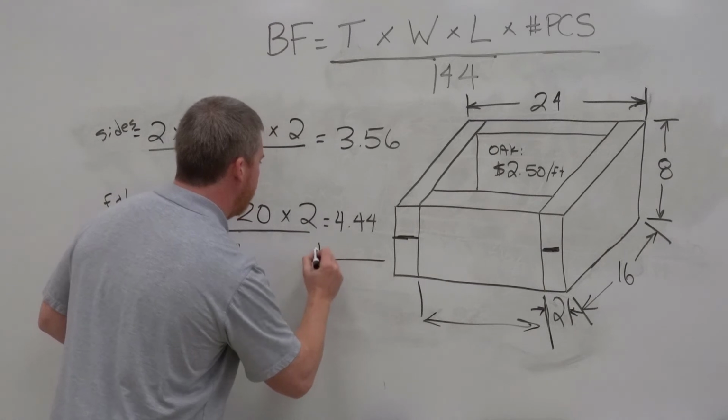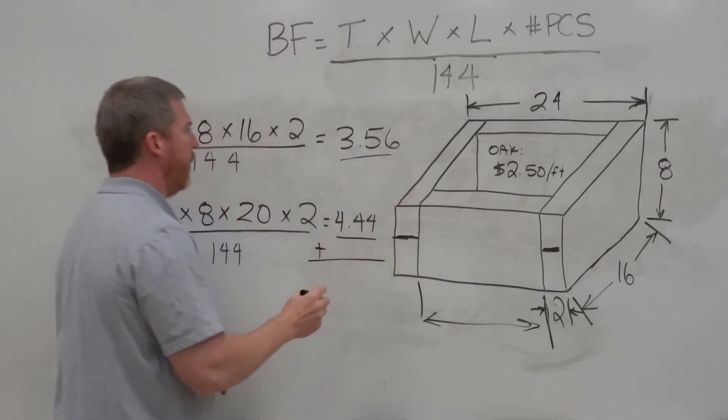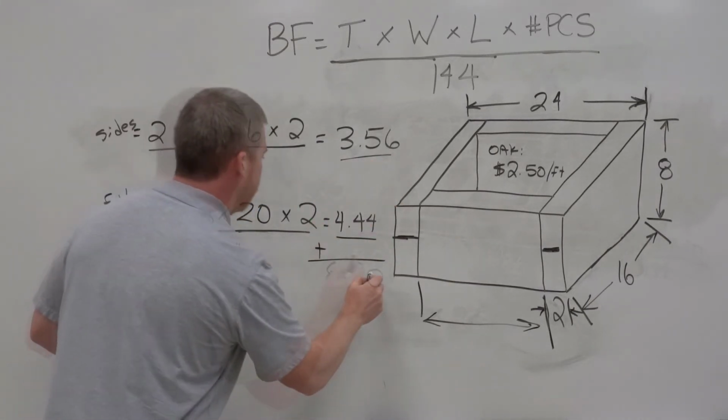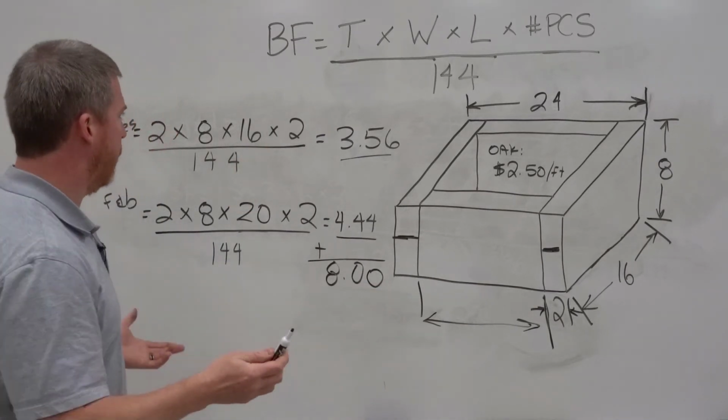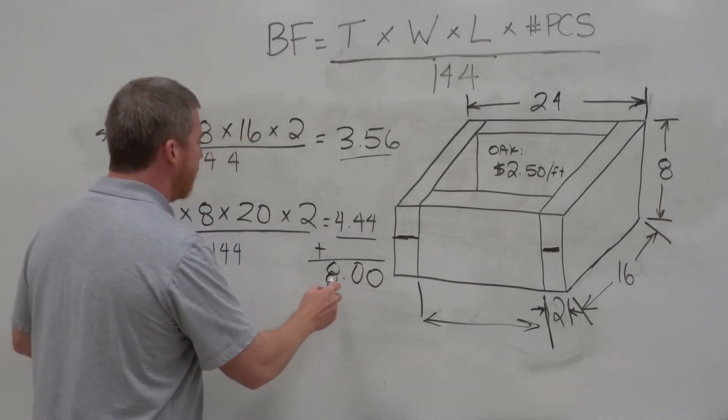So now that we have the board feet for each of the sides, we'll simply add them up. It's this number plus that number. And go through and figure it out. 8 exactly. I happen to get lucky with the right measurements on this one. So now we have 8 board feet.